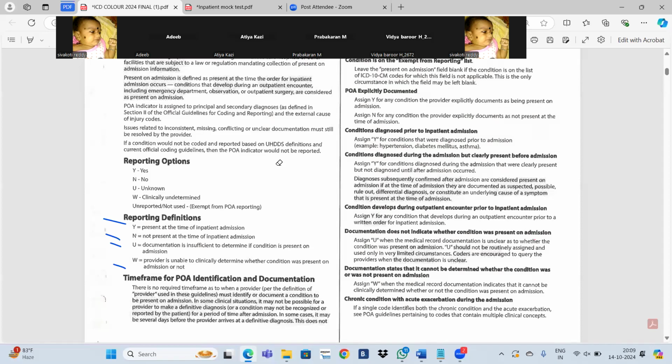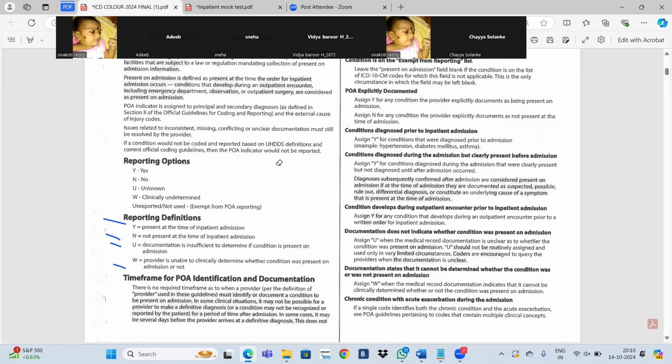N, when we need to add? Not present at the time of the inpatient admission, which means the condition develops during the stay in the hospital. Remember, here evaluation is different and develop is different. The condition must be developed in the inpatient hospital after admission.